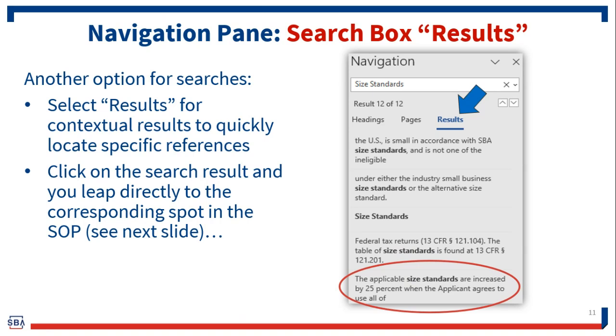The Results tab in the navigation pane is another option for searches and is helpful when there are a lot of results from the word search. Contextual results are pulled into a list in the navigation pane area. This is really helpful when you're not sure exactly what search term to use.